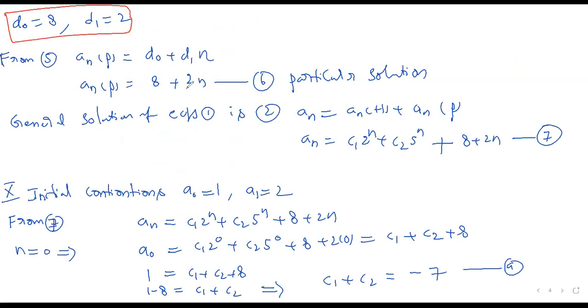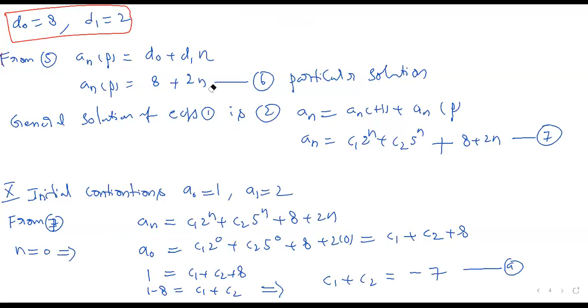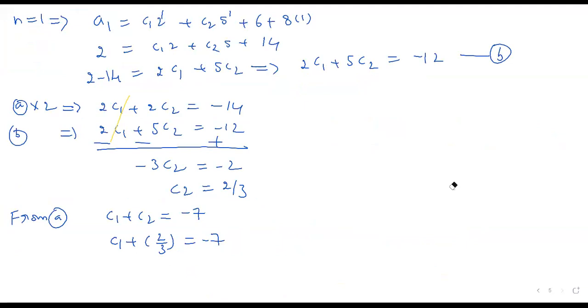Sir, a n equals 8 plus 2n. Yes, you have written 8 plus 2n. Here there is a mistake, I found it. See, once again I will show you: 8 plus 2n. But here I made a mistake. What is this? 8 plus 2n. Am I right? Therefore this value is 10.